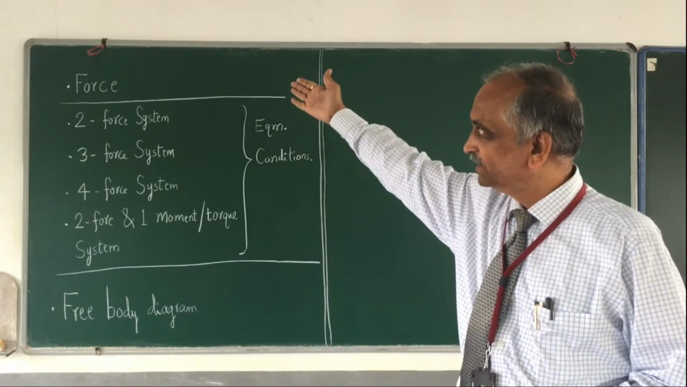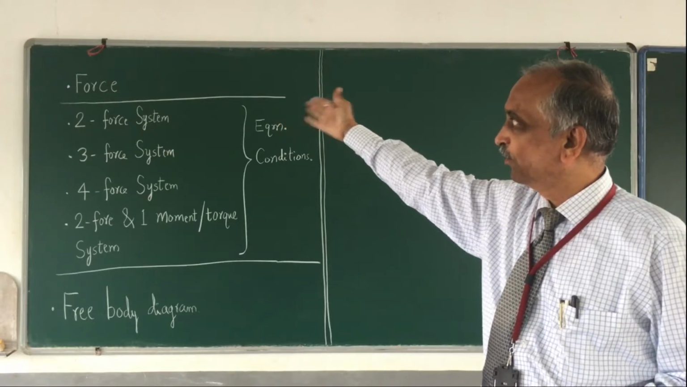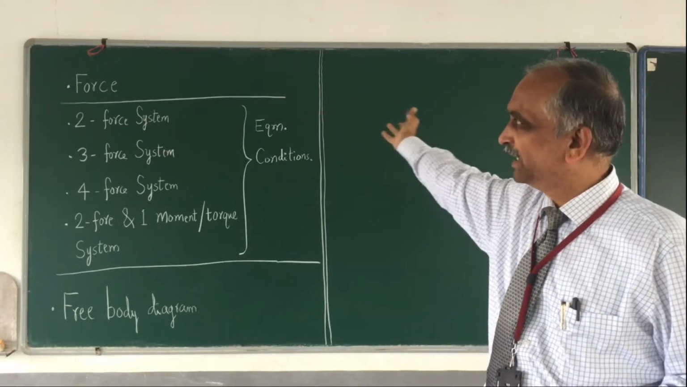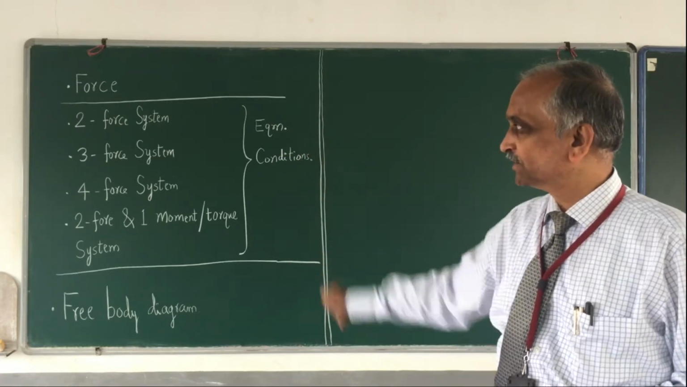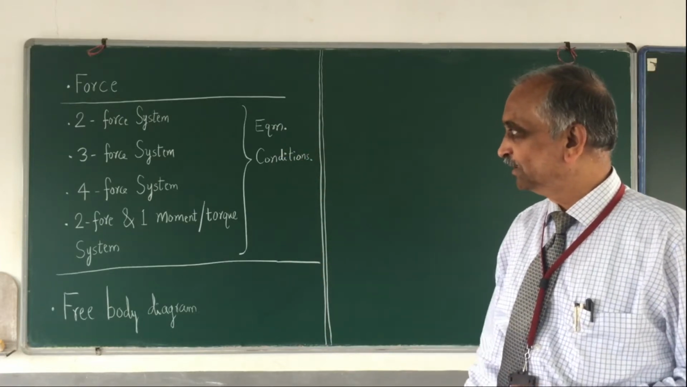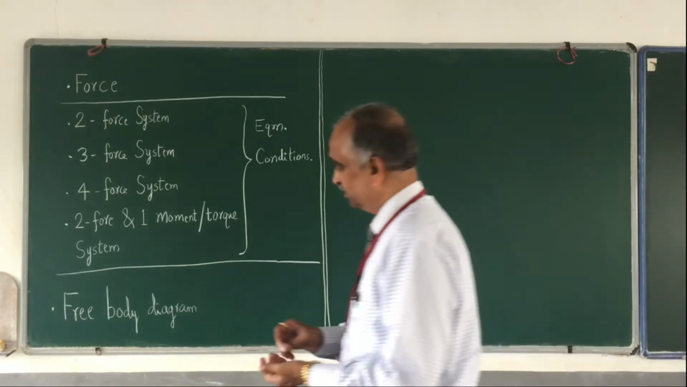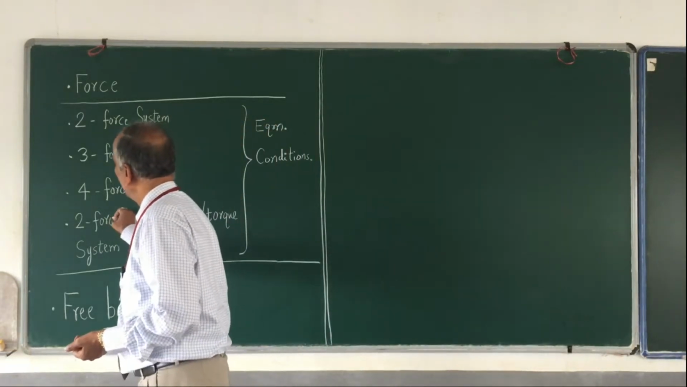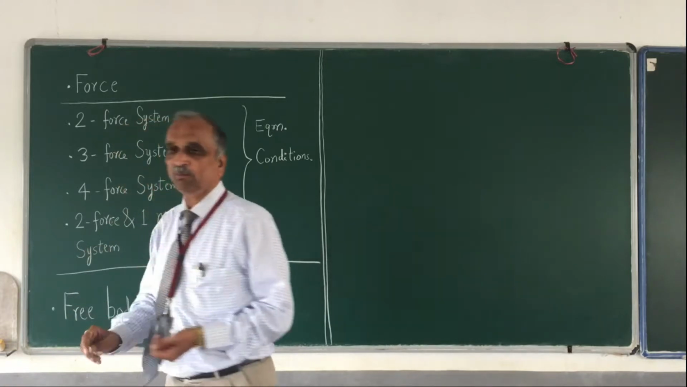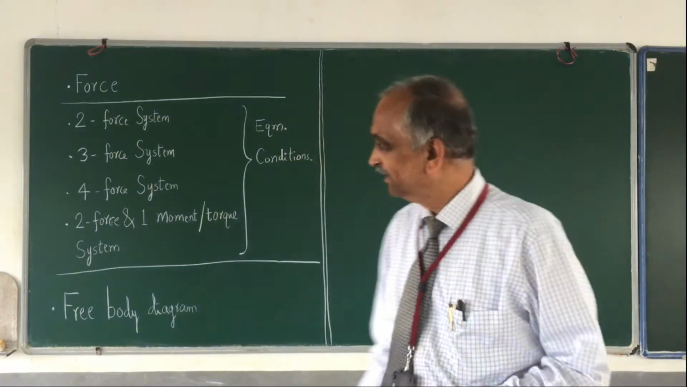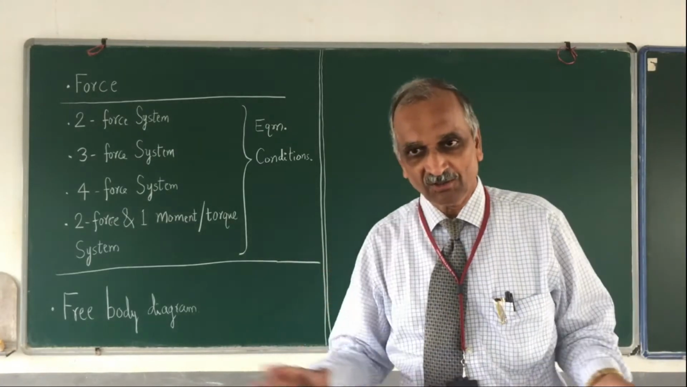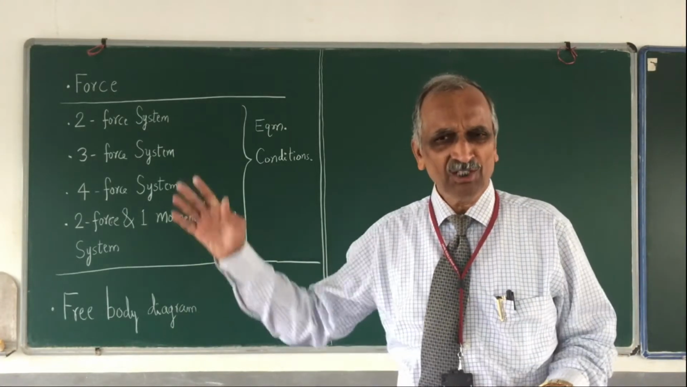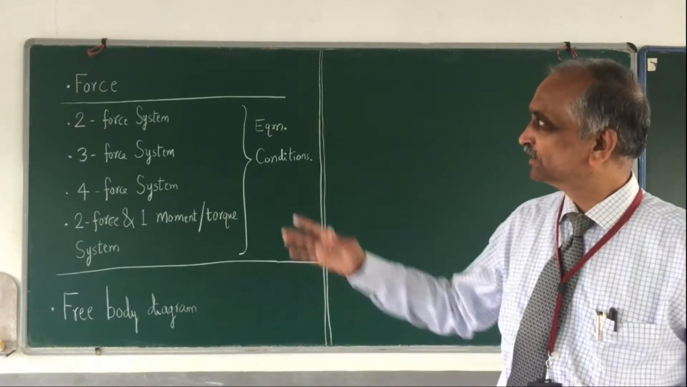Okay, as you can see here, I have drawn a line and a few points: force, 2-force system, 3-force system, 4-force system, and a torque or moment system. Then what do we mean by a free body diagram? All these points I wish to discuss. So what is there to discuss about force?